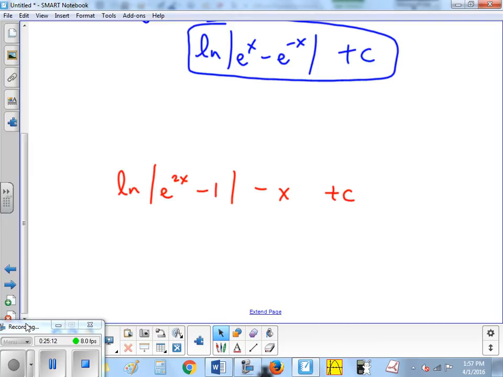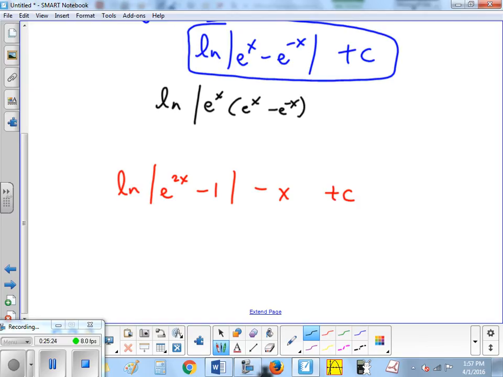They want an e to the 2x? Fine. If that's what they want, I will multiply the inside of this by e to the x. Why? Because I need to. Okay, now you might say, that's illegal, Mr. Shore. Not if I divide at the same time. So I just put in an e to the x on top and bottom. That's perfectly legal, right? Top and bottom at the same time.